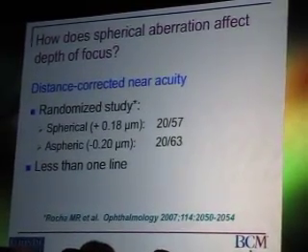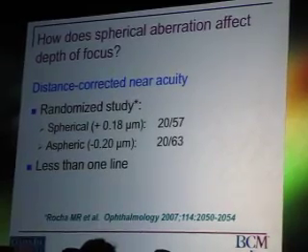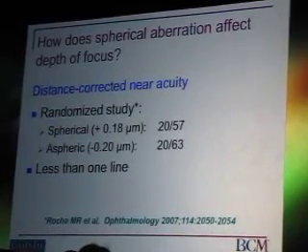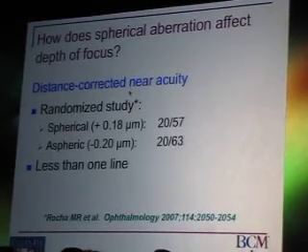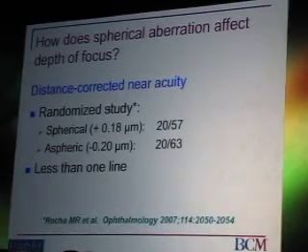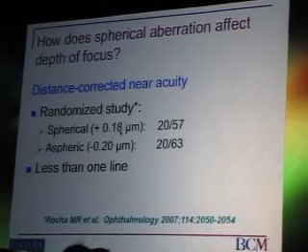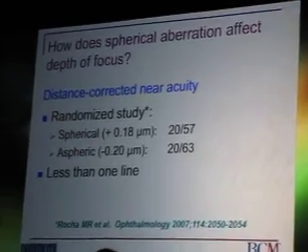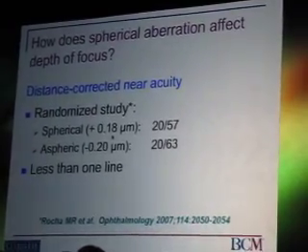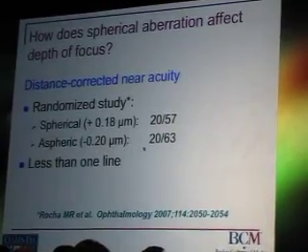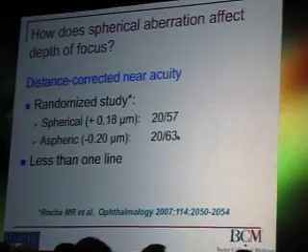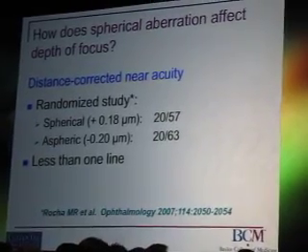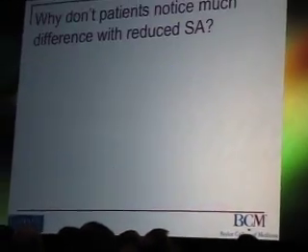Well, what about depth of focus? What is spherical aberration in the cornea and in the eye due to depth of focus? And there was a wonderful study published by Rocha and colleagues in Ophthalmology in 2007 where they looked at distance-corrected near vision, a randomized study with a lens. Some eyes got spherical lenses, some got positive asphericity lenses and negative asphericity lenses, and you can see that the distance-corrected acuity is a little less than 1 line worse when the spherical aberration was largely reduced.